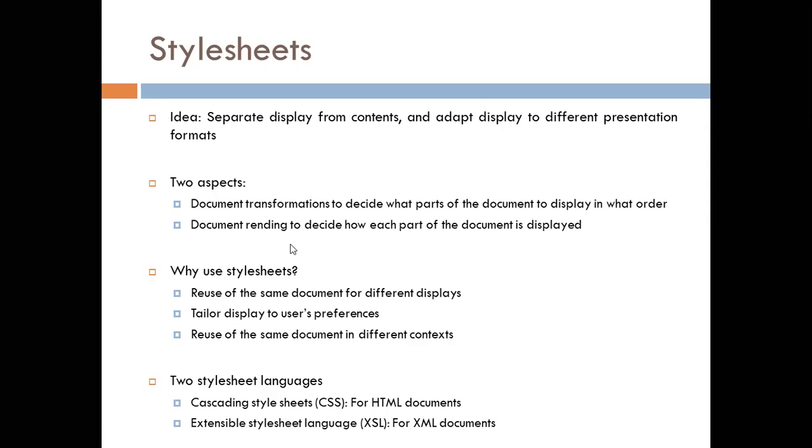So the same document can be reused for different displays, and we can use user preferences to display, or reuse the same document in different contexts. There are two style sheet languages. One is CSS, which stands for cascading style sheets, used for HTML documents, and for XML documents we use the extensible style sheet language, called XSL. These two are completely different, meaning their syntax is different.